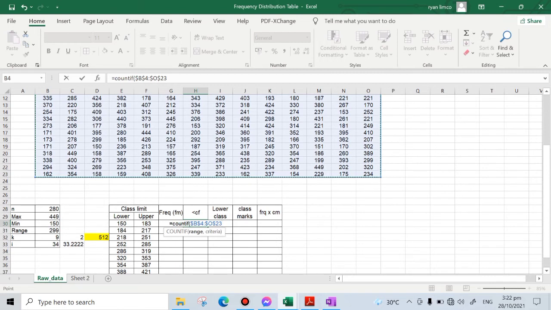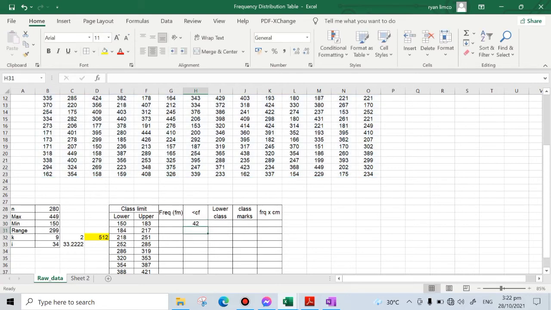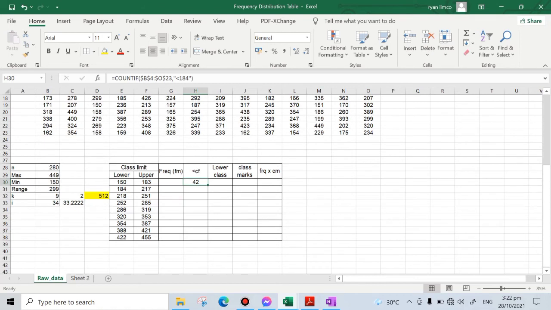So, we have lalagay tayo ng quotation. It's less than 184. Close quotation, and then enter. So, meron tayong 42 na data na pasok sa 150 to 183. Now, idadrag natin ito pababa.